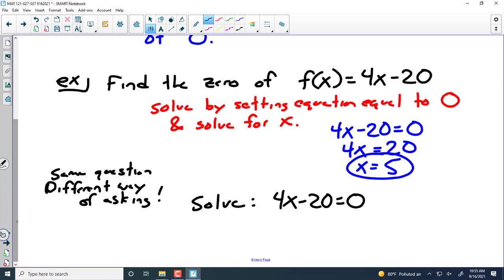Here's the exact same question written in a different way. Solve 4x minus 20 equals 0. It's the exact same question as find the 0 of f of x equals 4x minus 20. It's just a different way of asking you to do it. We are not alarmed by that in a math class because of this idea. Everyone, what's 2 plus 3? What do you get if you add 2 and 3? What's the sum of 2 and 3? I just asked the exact same question 3 different ways. It happens all the time in mathematics that we can ask the same thing in different ways. The same thing here. Find the 0 of f of x equals 4x minus 20, or solve 4x minus 20 equals 0. It's okay. The answer here is also 5.